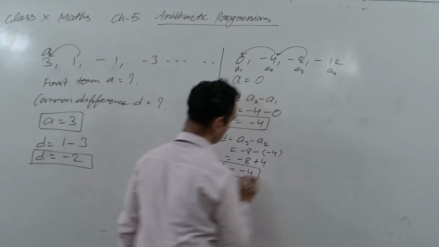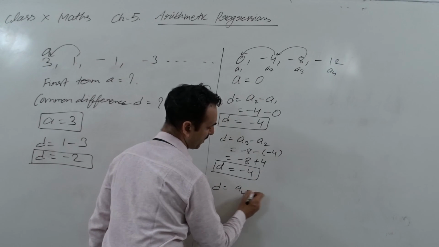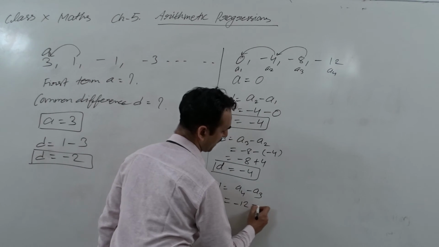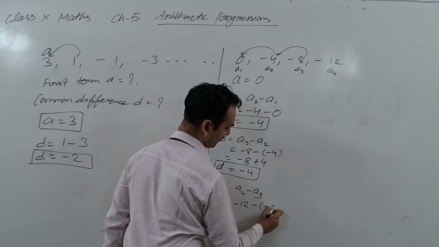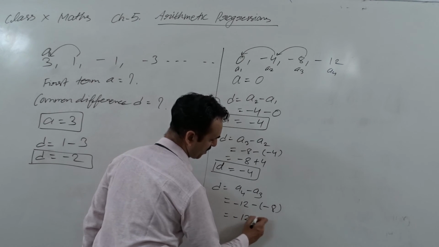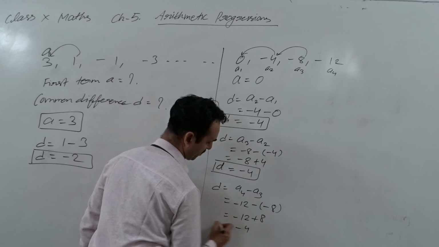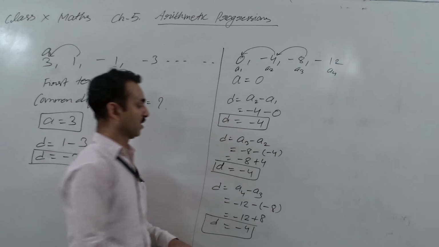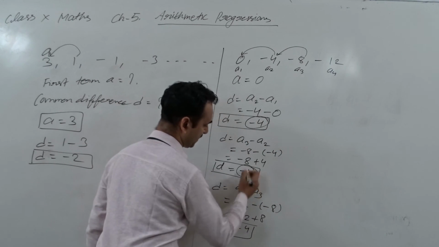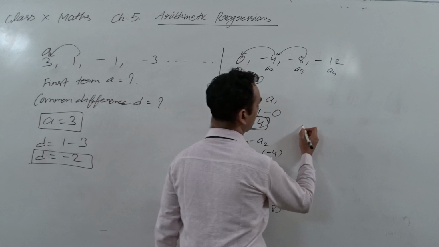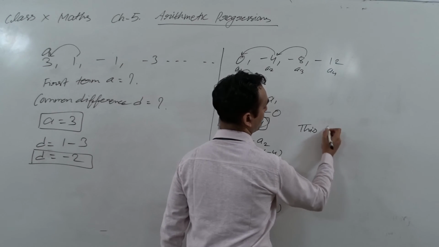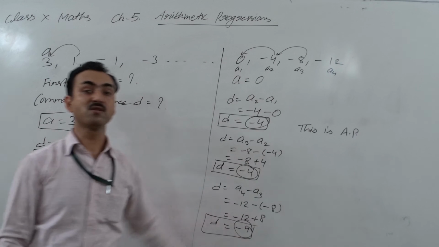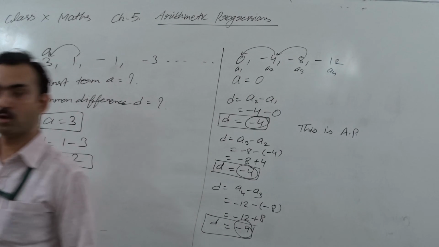Now we have to find the last D, A4 minus A3. What is A4? Minus 12, minus of minus 8. So minus 12 plus 8, it will be minus 4. So D equals minus 4. You can see that in all cases D is the same. So this is an AP. Just like this we can decide whether the given series of numbers is an AP or not.